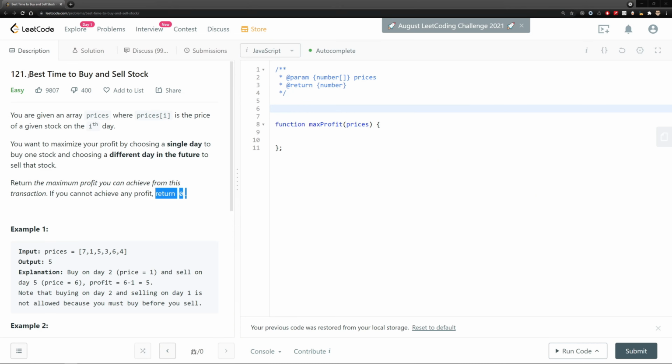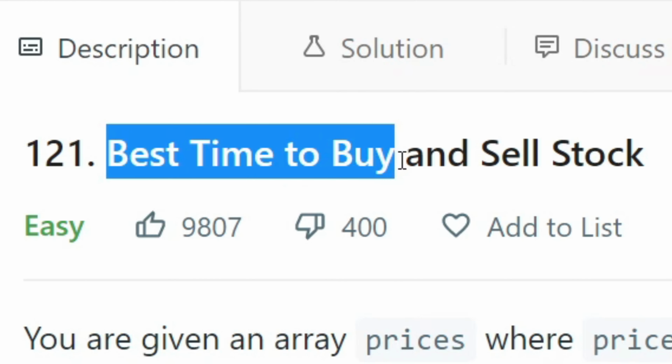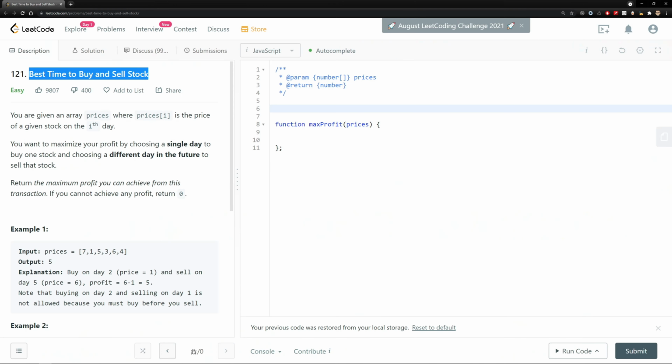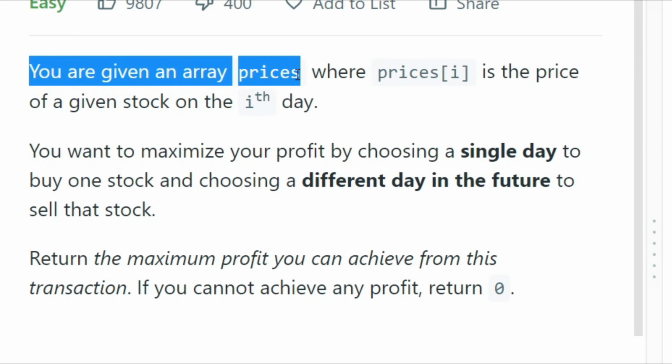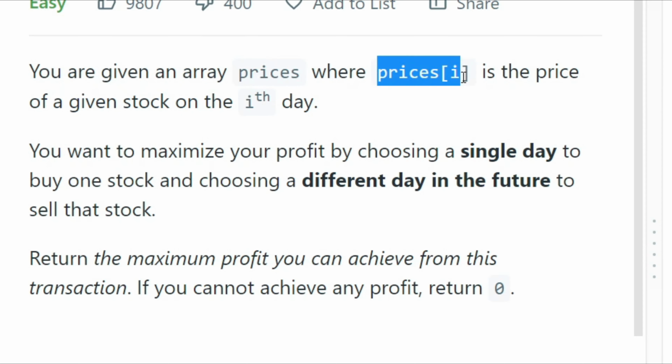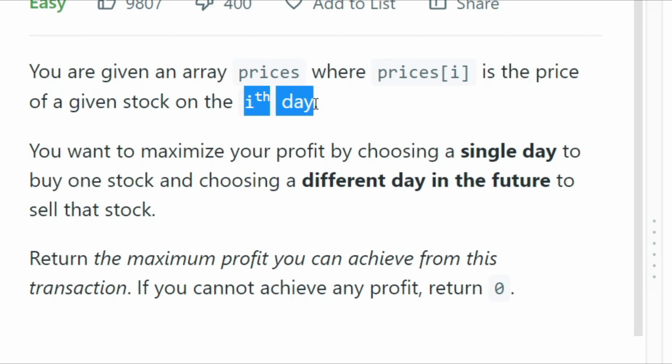The question we're going to work on today is called Best Time to Buy and Sell a Stock. Cool. So let's read the prompt. You're given an array of prices where prices[i] is the price of a given stock on the ith day. What this really means is that the indices will basically represent the day, right?